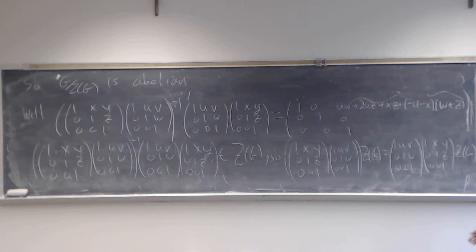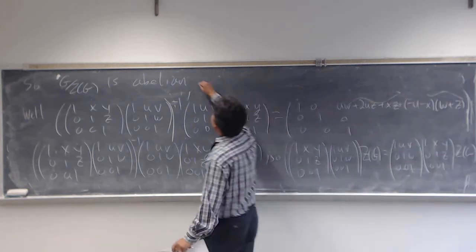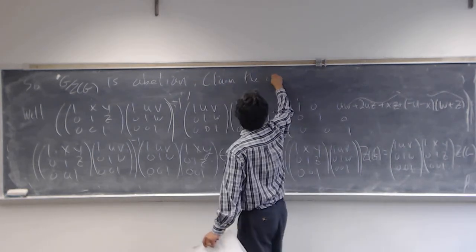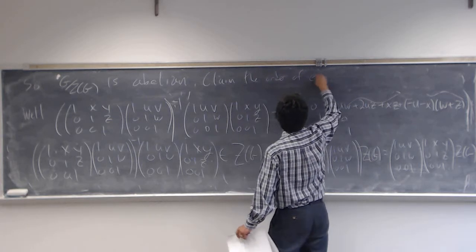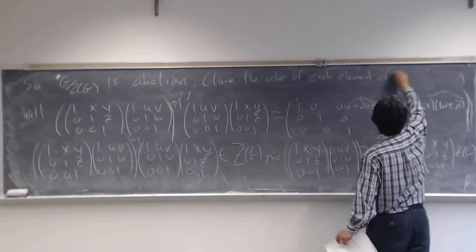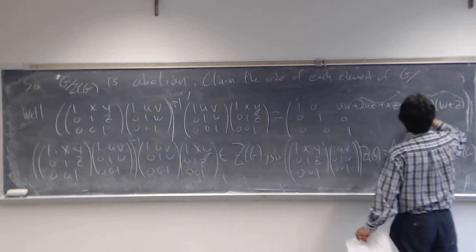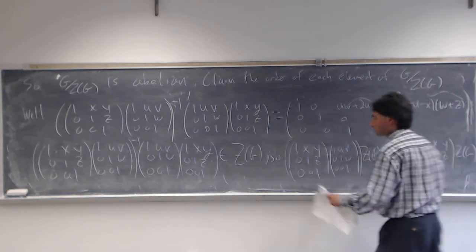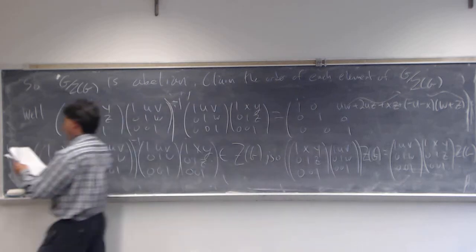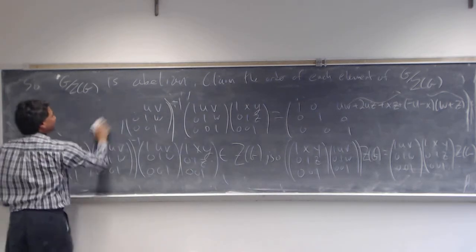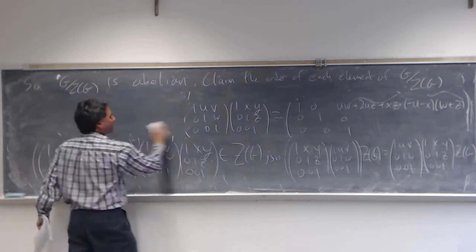What about the orders of elements in it? So what we claim: the identity has order 1. The order of each element of G mod Z, besides the identity, has infinite order.